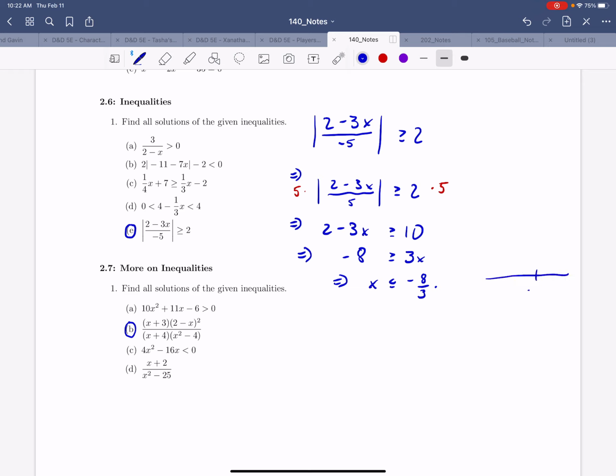If we were to draw this on a number line, that's what it would look like. Or you could also write the solution set is negative infinity to negative 8/3, inclusive. Okay, that's how you do that problem.